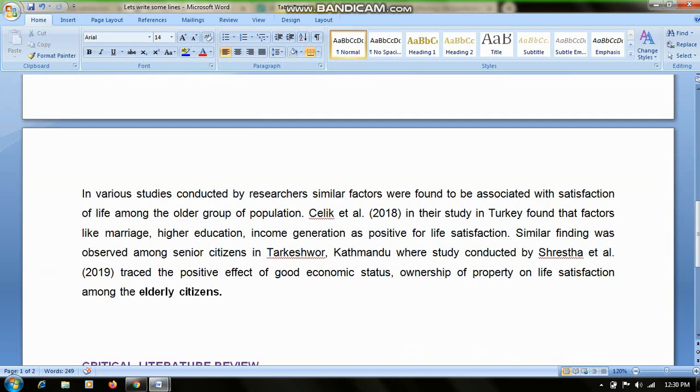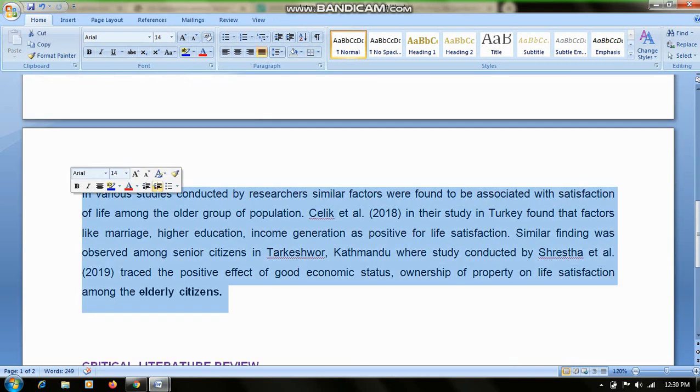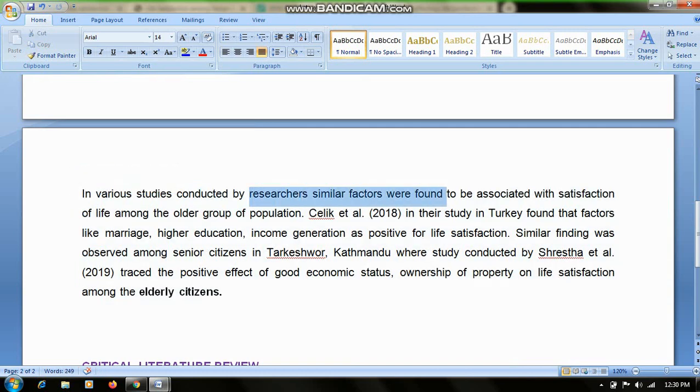Okay, the same thing, we'll just write it down like this. In various studies conducted by researchers, similar factors were found to be associated with satisfaction. Like in Turkey, they found marriage, higher education, and income generating work to be positive for life satisfaction. A similar finding was found in Kathmandu, Nepal, where they found good economic status and ownership of property to be positive for life satisfaction.